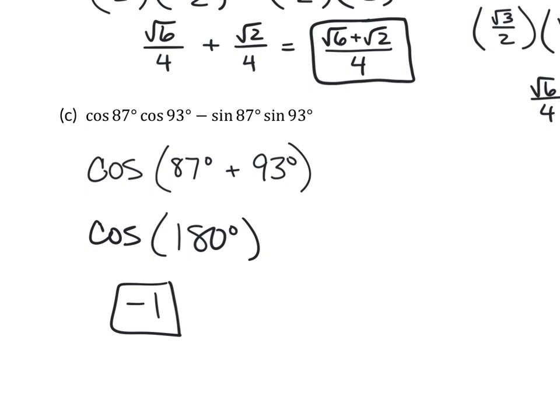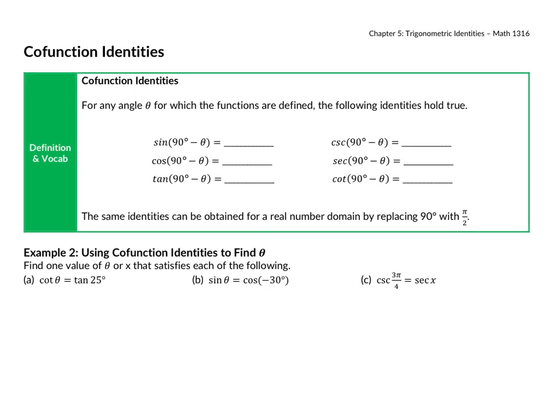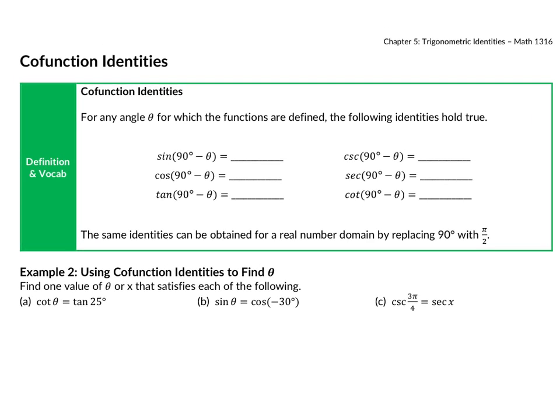Another set of identities we haven't really talked about in a while. We've technically talked about this before, I believe in chapter 2. The cofunction identities. So for any angle theta for which the functions are defined, the following identities hold true. Basically, it has to do with the right triangle idea of complementary angles. We know that the sine of 90 degrees minus theta is going to be equal to cosine of theta because they are cofunctions. The cosine of 90 degrees minus theta is going to be equal to the sine of theta because they're cofunctions. Tangent will be equal to cotangent.